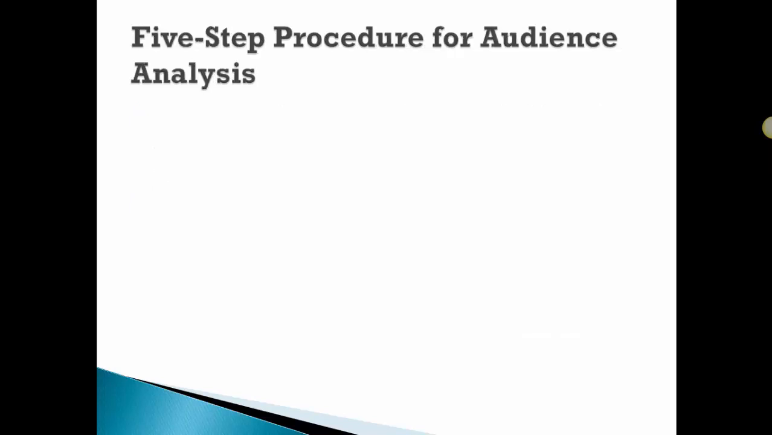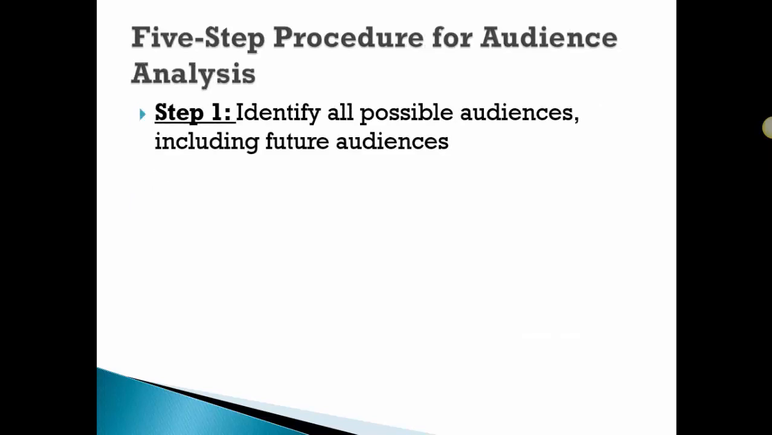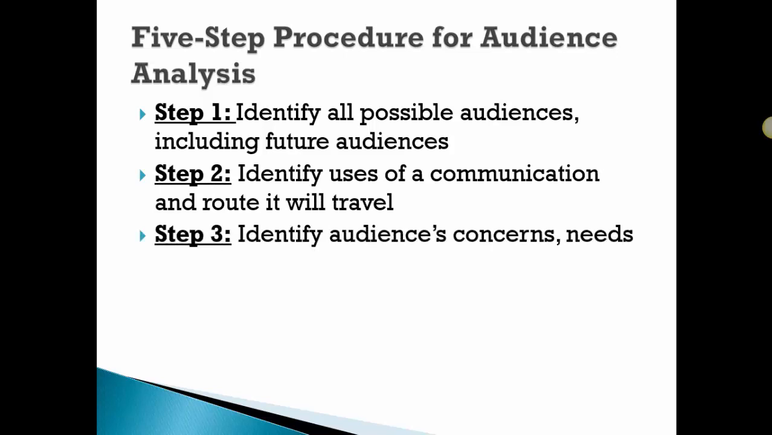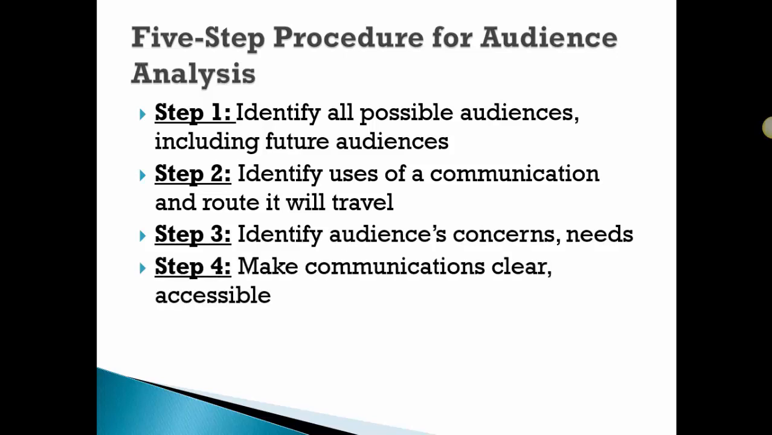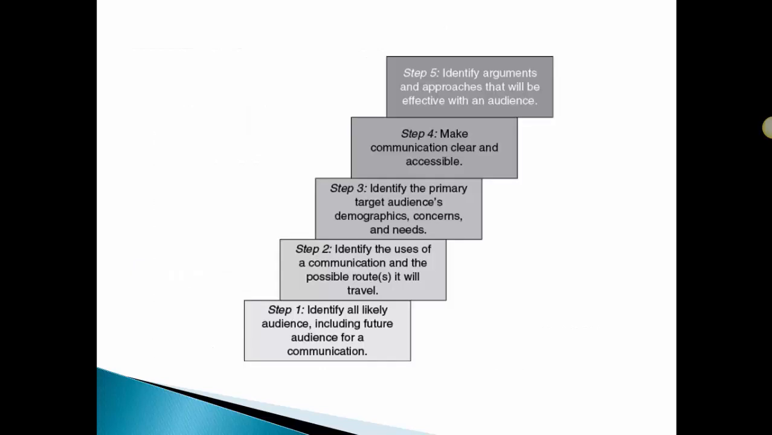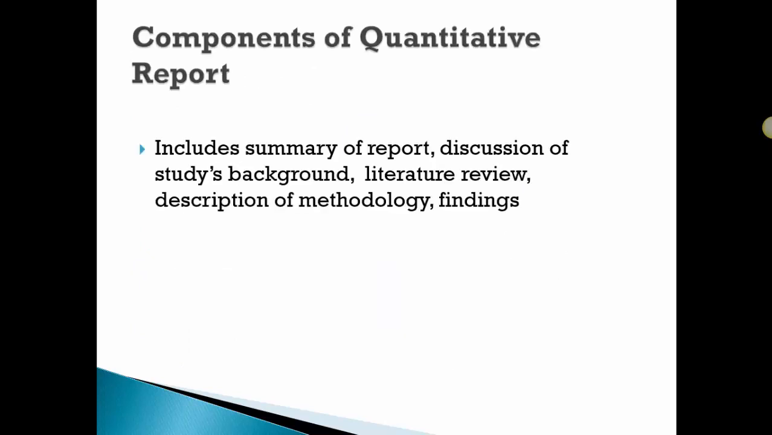actions. There is a 5-step process that your book goes over. Step 1, identify all possible audiences, perhaps even future audiences. Identify uses of communication and the route it will take, and that would mean oral, written, etc. Identify the audience's concerns and needs, make your communications clear and accessible, and identify arguments and approaches that would be effective with an audience. And there's a nice graphical display there from your textbook that lists those 5 steps.